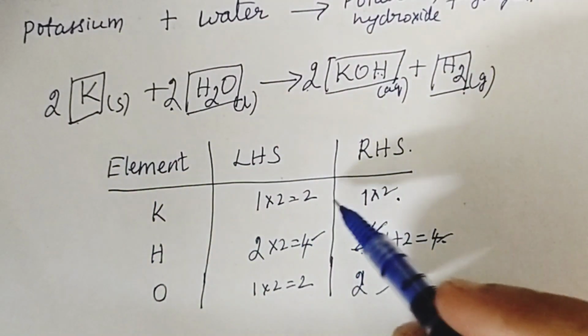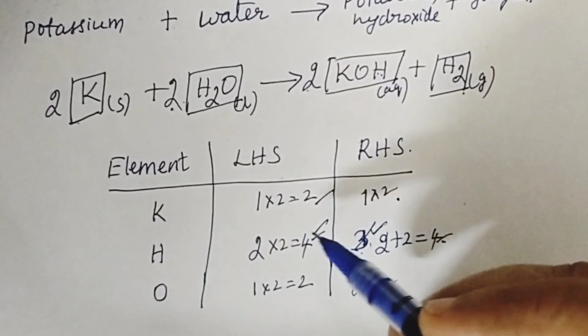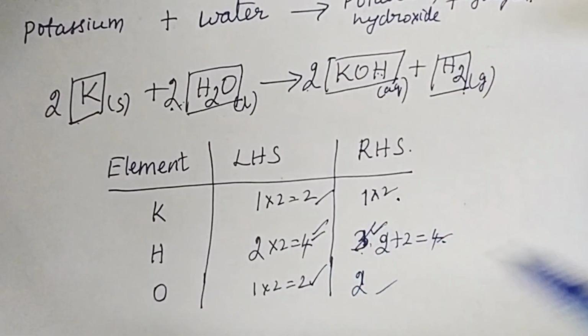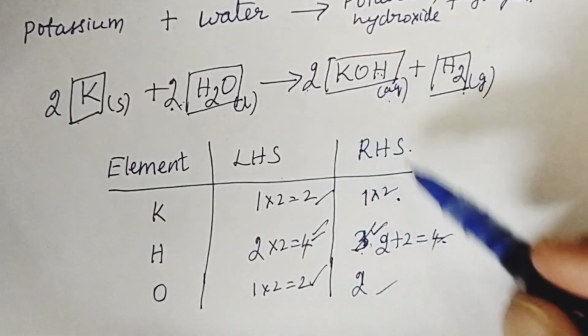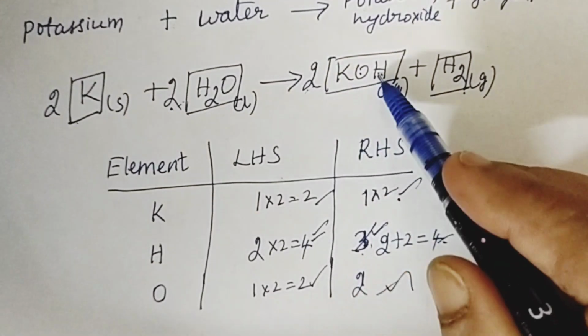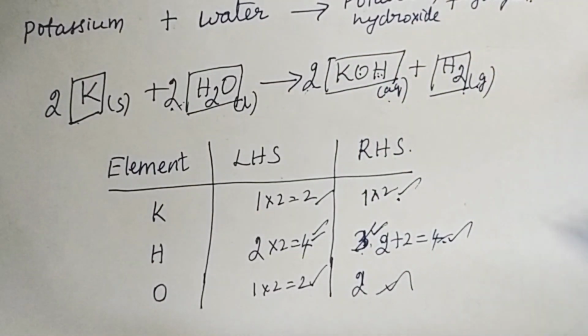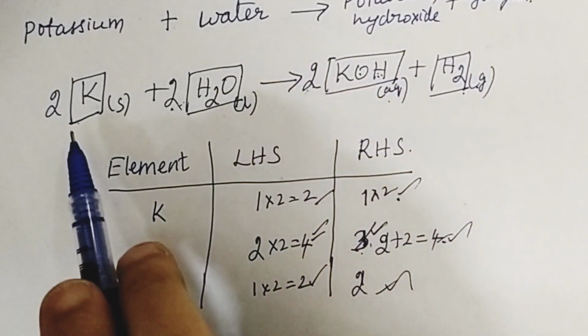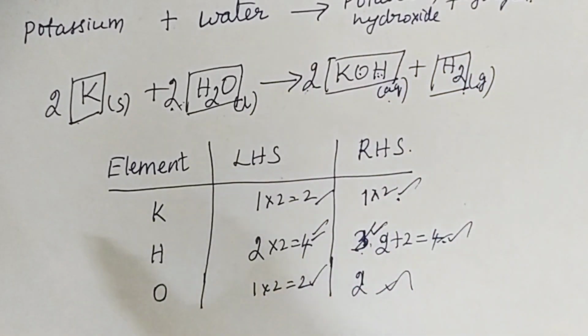So now 2K, 2 into 2, 4 hydrogen, 2 oxygen, balanced. In RHS, 2K, yes, 2 oxygens. Here 2 hydrogen plus 2, so 4 hydrogen, everything is balanced. Now it is a balanced chemical equation. We'll read that balanced chemical equation. 2K solid plus 2H2O liquid gives 2KOH aqueous plus 2H2 gas.